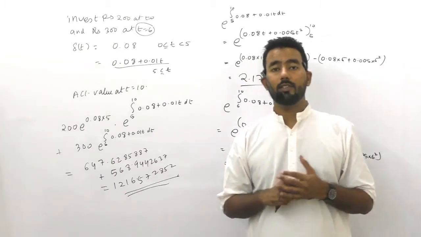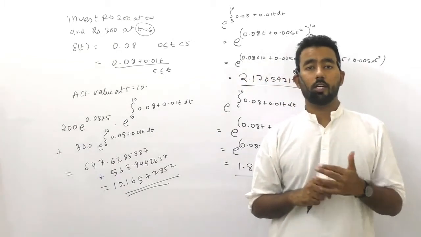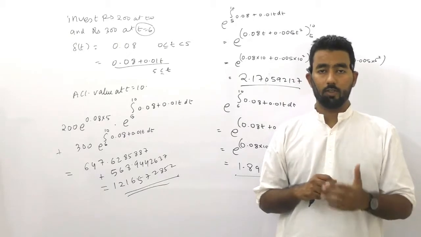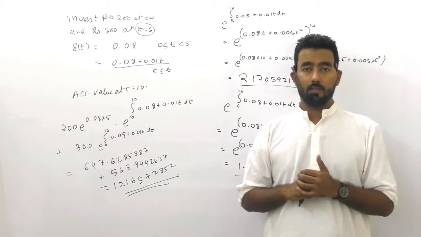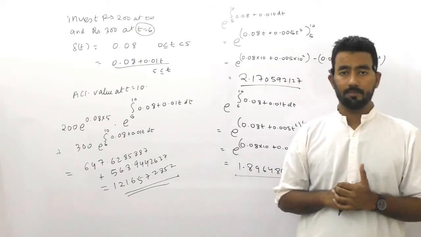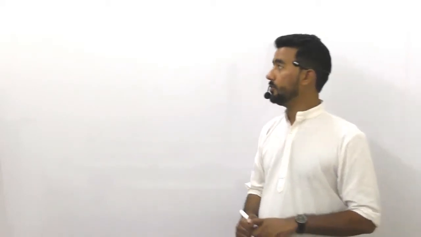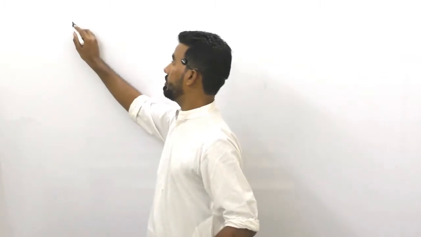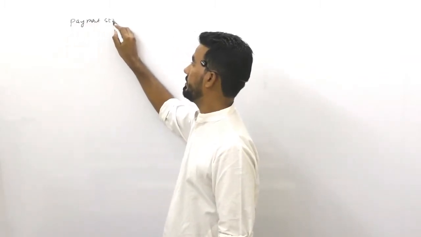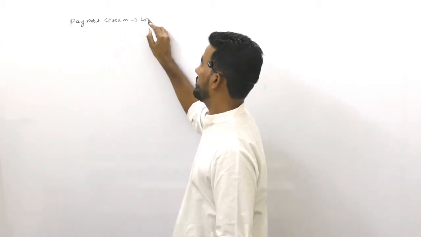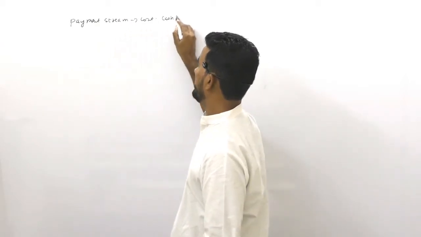Now we have to deal with continuous cash flows, the cash flows which occur continuously throughout the year. That means the cash flow is occurring every minute or every second, or maybe more than once in a second. So let us see how to deal with that. First of all, let us understand how the cash flow looks when it is continuous. There is a term that we use to denote a continuous cash flow, which is called a payment stream. This is continuous cash flow.